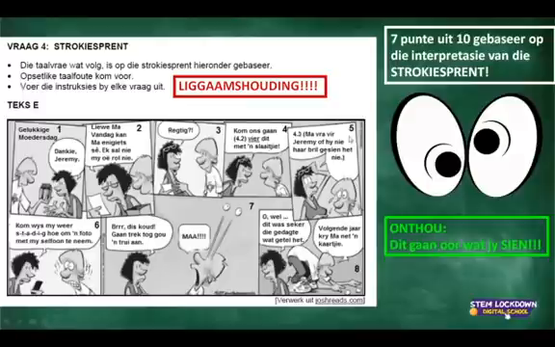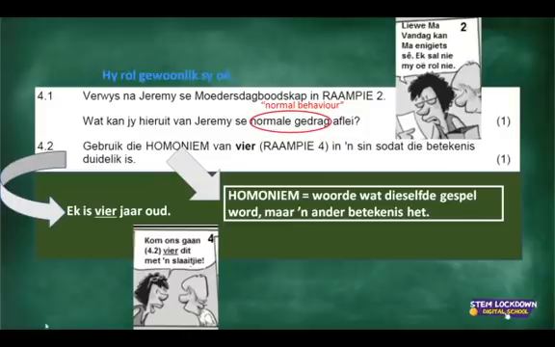Okay, just for your information, in this cartoon, 7 punte uit 10 is gebaseer op die interpretasie van die strokiesprent. 7 out of 10 marks are based on the interpretation of the cartoon. Okay, so not as many on language this time. Goed, so verwys na Jeremy se Moedersdag boodskap in raampie 2. Wat kan jy hieruit van Jeremy se normale gedrag aflei? What can you derive, that's what the word aflei means, from Jeremy's normal behavior?